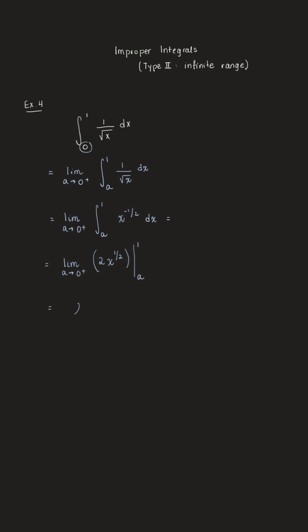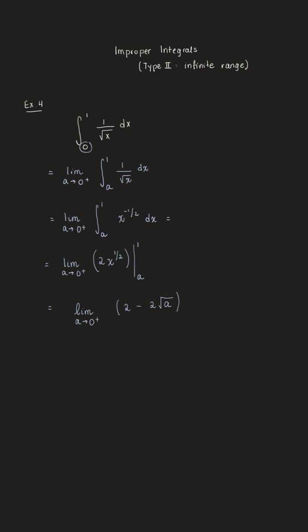All right, so still keeping that limit in front of our expression. Limit as a approaches 0 from the right side of when x is 1. This is going to give us a 2. Minus when x is a, we'll get 2 root a, since x to the 1/2 is the square root function. All right. When we take the limit as a approaches 0, now we're ready to take it.